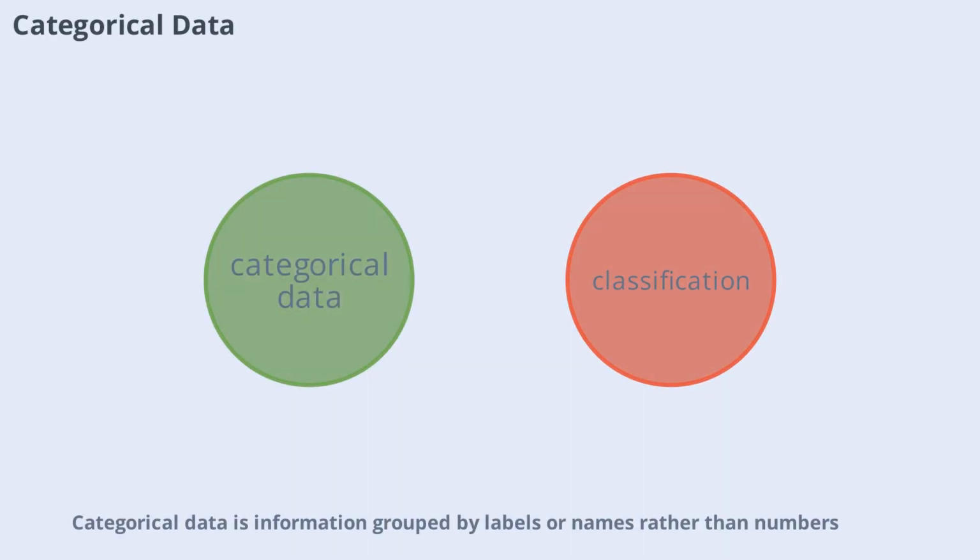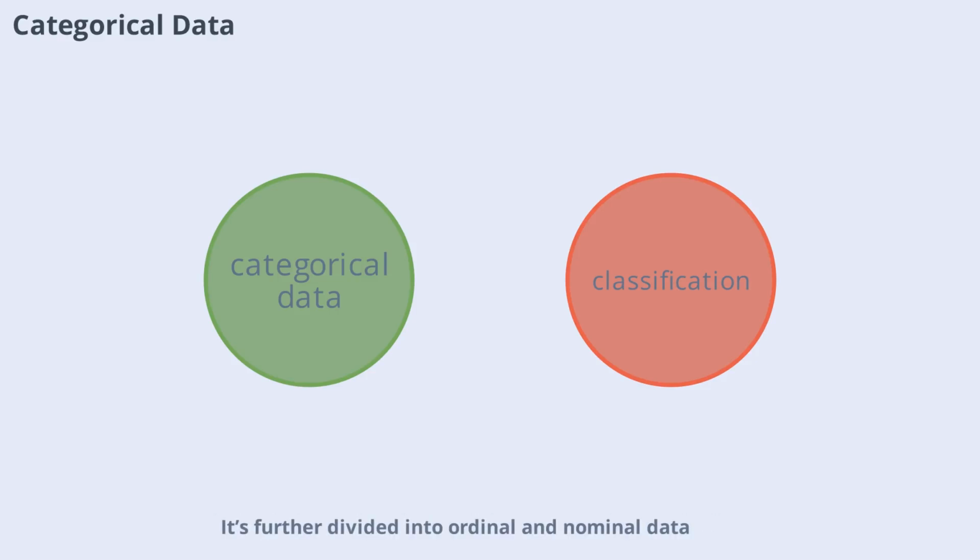Categorical data is information grouped by labels or names rather than numbers. This type of data helps classify items based on characteristics such as gender, product type, or color. Categorical data is essential for organizing and analyzing information that can't be measured numerically. It's further divided into ordinal and nominal data, each serving different purposes in AI.